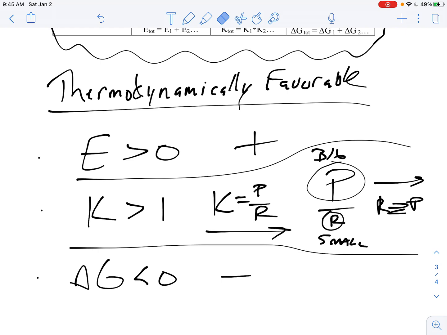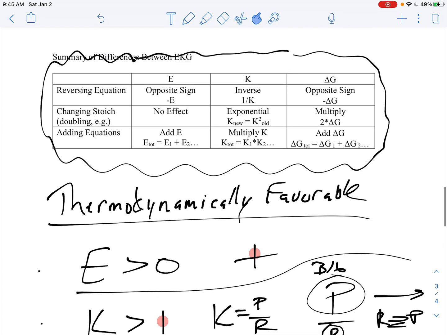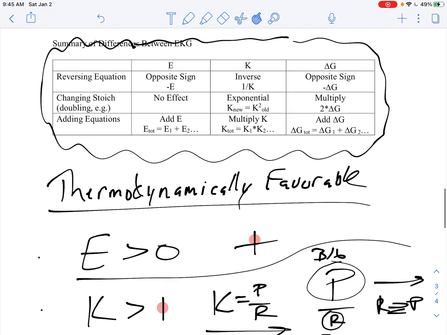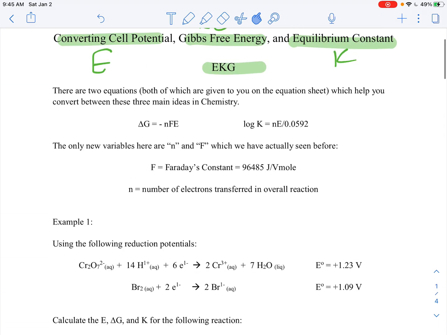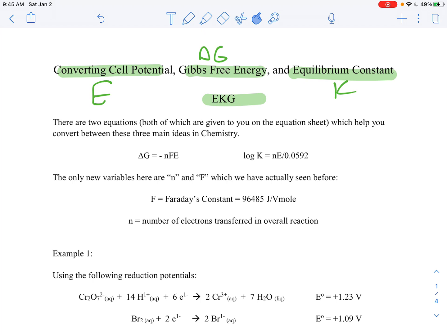And again, remember which ones are thermodynamically favorable. And obviously, if I were to change the question to thermodynamically unfavorable, it would be the opposite of each of these guys, right? It would be a negative voltage instead of a positive one. It would be a positive delta G instead of a negative one. And it would be a K value that is less than 1 instead of one that is greater than 1, all right? So we're playing by three different sets of rules here, but that doesn't mean that we can't convert back and forth between them.